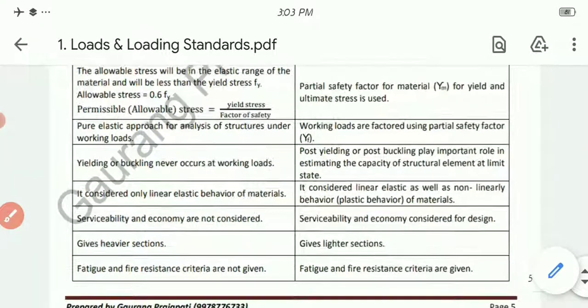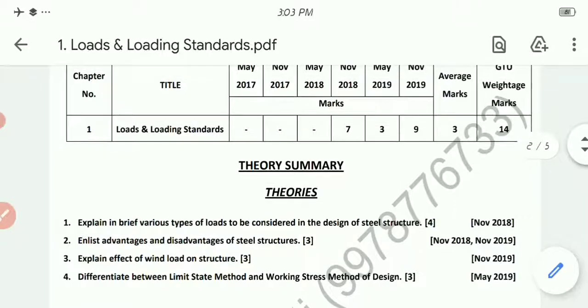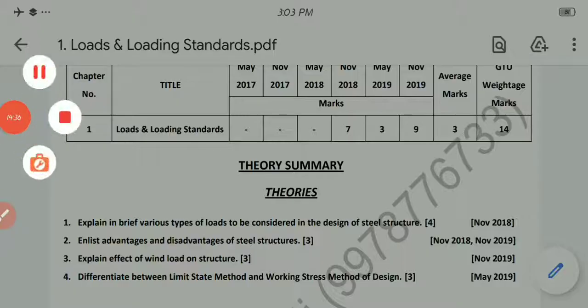So these were the theories which have been asked in the exams. We have covered all these theories of the chapter. So hope you guys got all the concepts of this chapter.